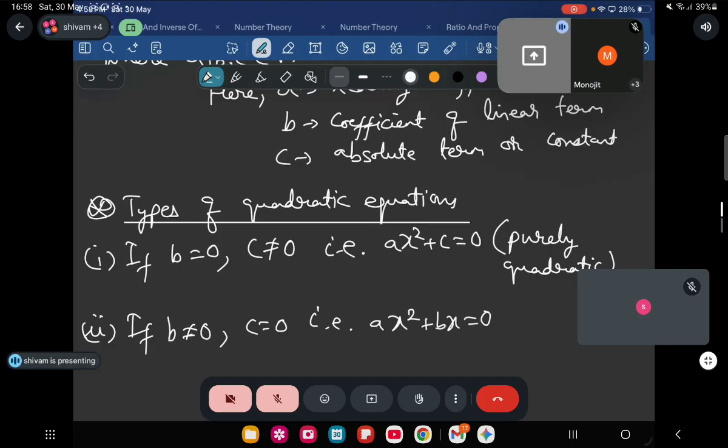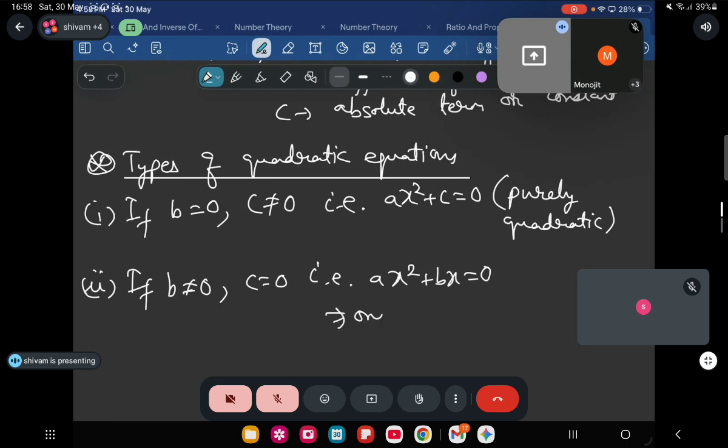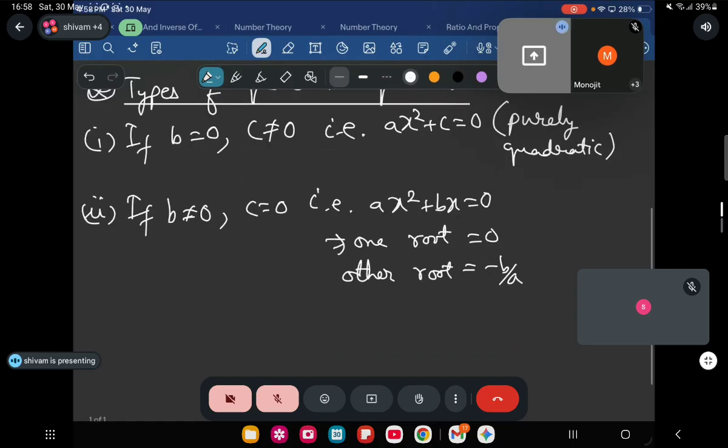Over here, one root will definitely be equal to 0. That means it will definitely pass through the origin. One root is equal to 0. And what is the other root? Other root will be equal to minus b by a. Right, tell me everyone. Next, number 3.